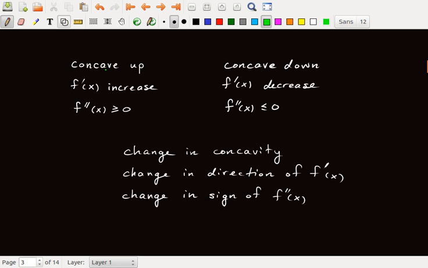So that means that if I want to understand the change from concave up to concave down, or concave down to concave up, I just need to look at a change in the direction of the derivative, either from increasing to decreasing, or decreasing to increasing, or I can look at a change in the sign of the second derivative. So I can do either one of these to check the change in concavity. So for example, if I see that the sign of the second derivative is changing at a particular point, that point must be an inflection point. So these are 3 different tests for finding inflection points.